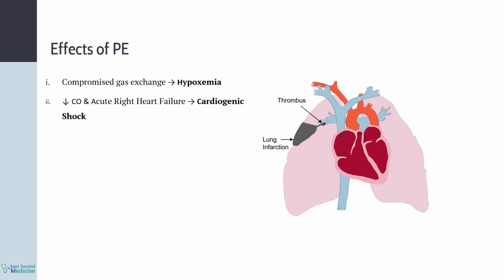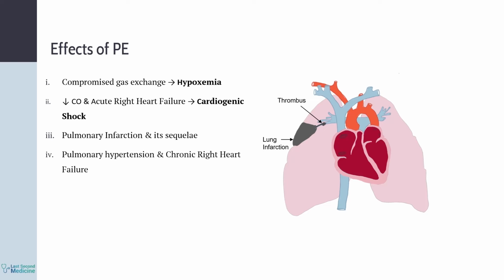leading to cardiogenic shock. In cases of small or medium PE, occlusion of the segmental pulmonary artery leads to pulmonary infarction and its sequelae. In case of recurrent or chronic occlusion of pulmonary microvasculature, pulmonary hypertension develops and leads to right heart failure.